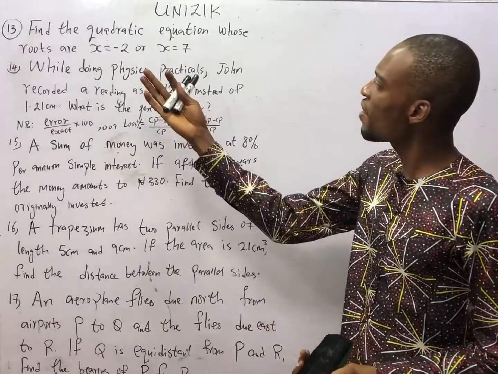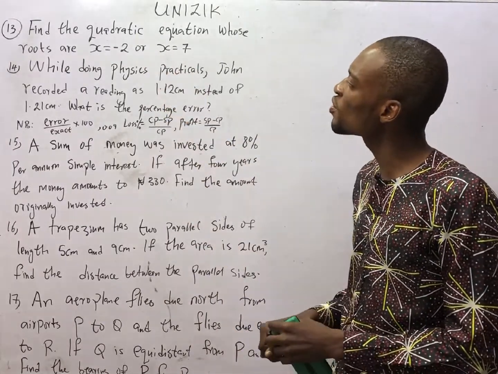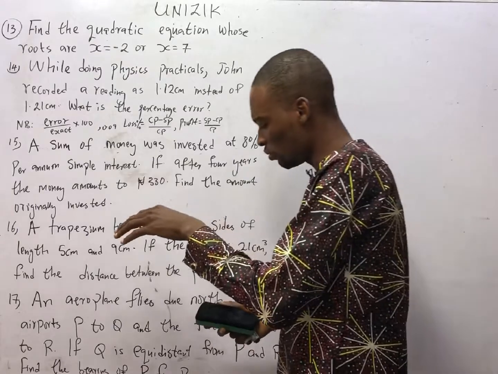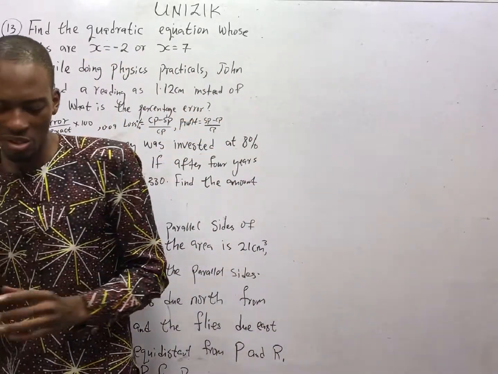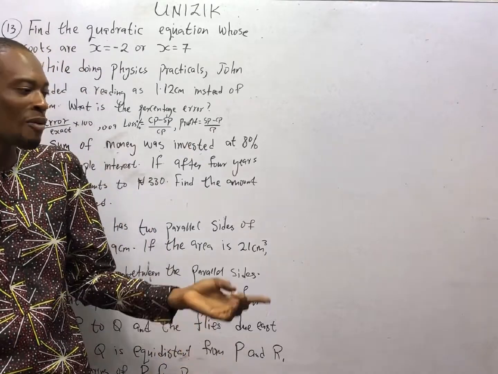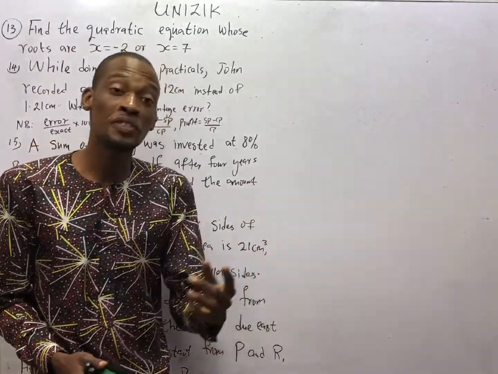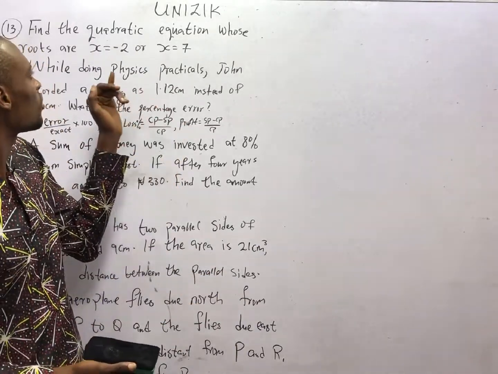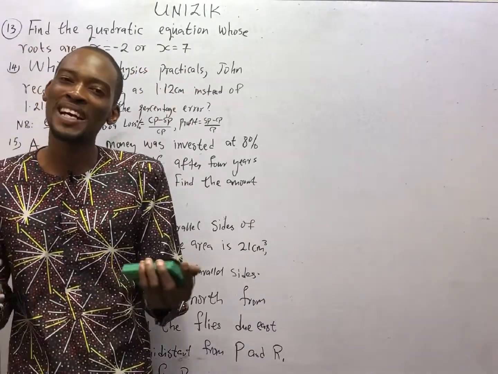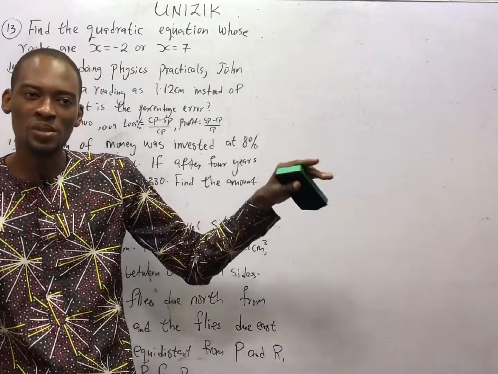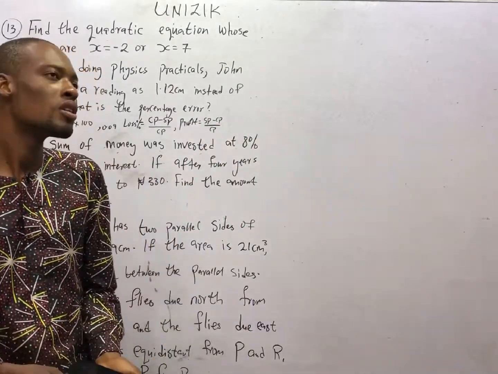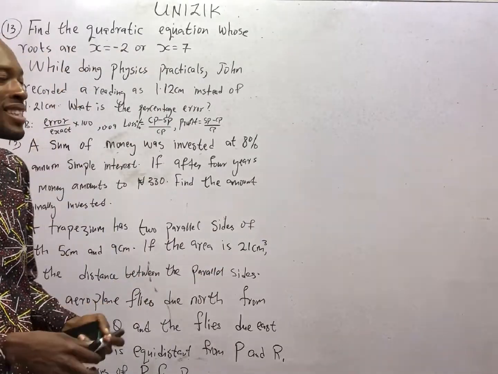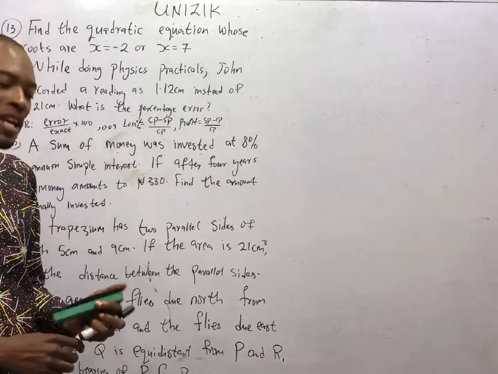It says, find the quadratic equation whose roots are s equals minus 2 or s equals 7. Now, while reading the question, you notice how I wanted to read it. I wanted to say, find the root of the quadratic equation. That is the normal question. But this time around, you are given the roots and asked to find the quadratic equation. So if these are the answers to the quadratic equation, what is the question? What is the quadratic equation? Luckily for us, we have the formula.